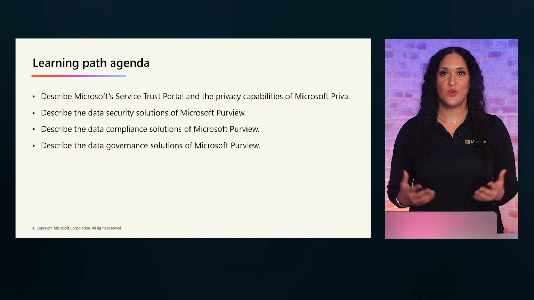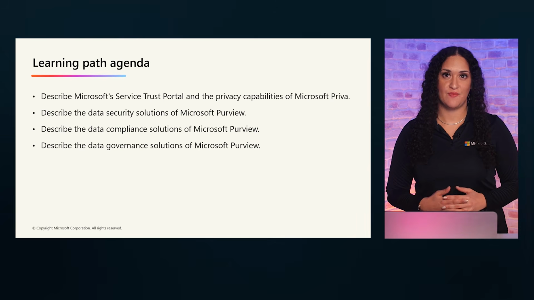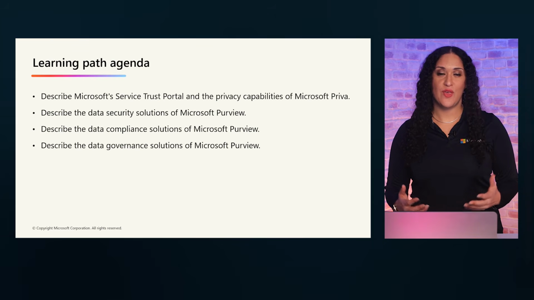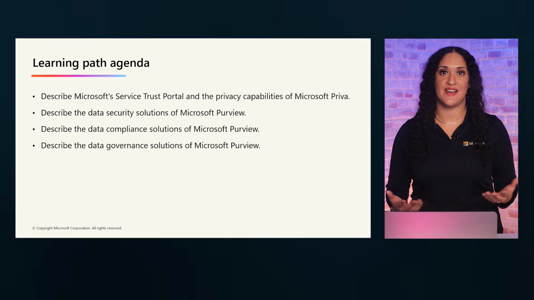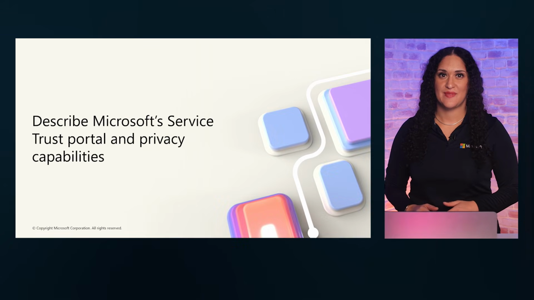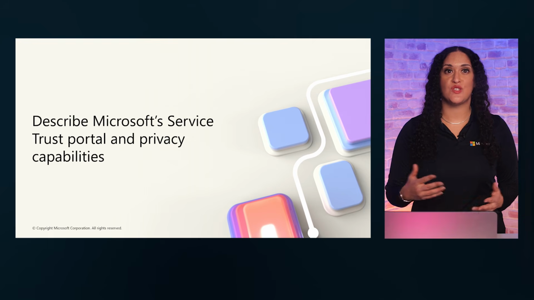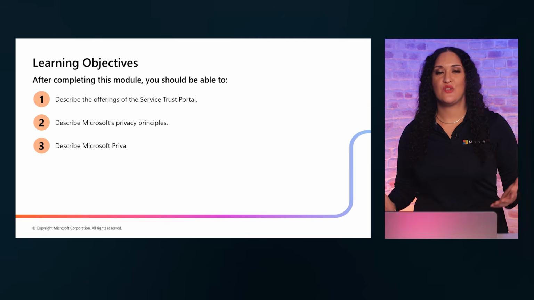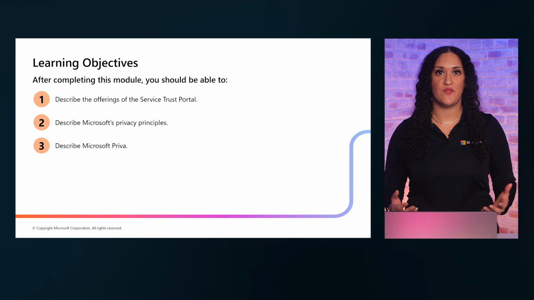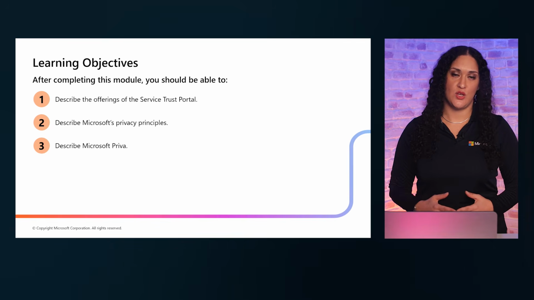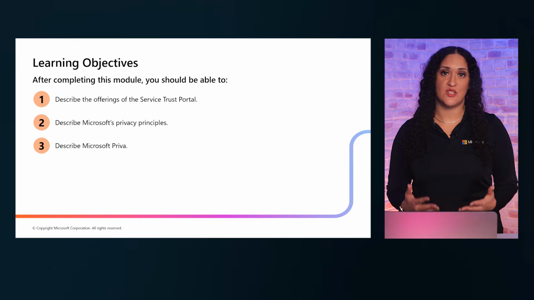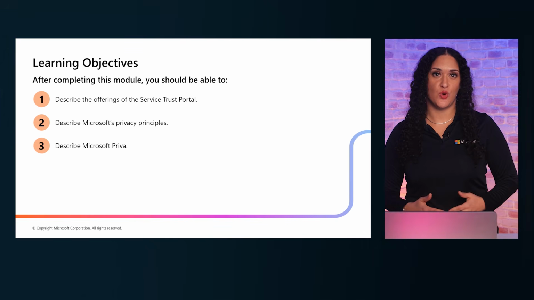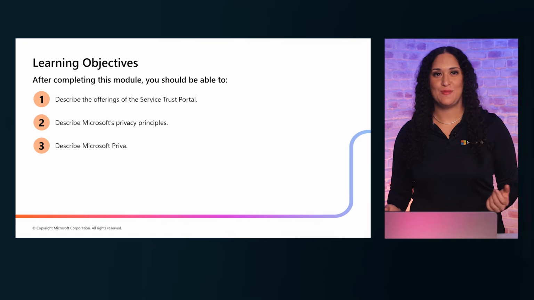We'll start with Microsoft Service Trust Portal privacy capabilities, then explore Microsoft Priva, and finally review Microsoft Purview and how they work together to support data security, compliance, and governance. So let's discuss Microsoft Service Trust Portal and its privacy capabilities. In this section, we'll set the foundation for understanding why compliance and privacy matter so much in today's organizations and how Microsoft helps address these challenges. You'll learn what the Service Trust Portal offers, explore Microsoft's core privacy principles, and get an introduction to Microsoft Priva.